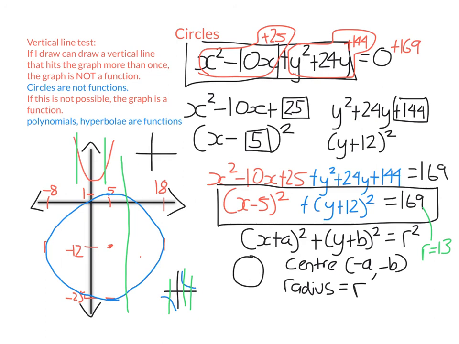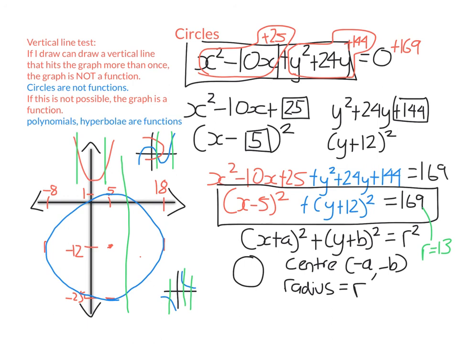If I had some weird looking graph like this, this is still a function because it passes the vertical line test. If I have something like this in red, that is not a function. So the blue is a function, the red is not a function. The red would fail the vertical line test because I could draw a line that hits it there. But the blue would always pass the vertical line test.